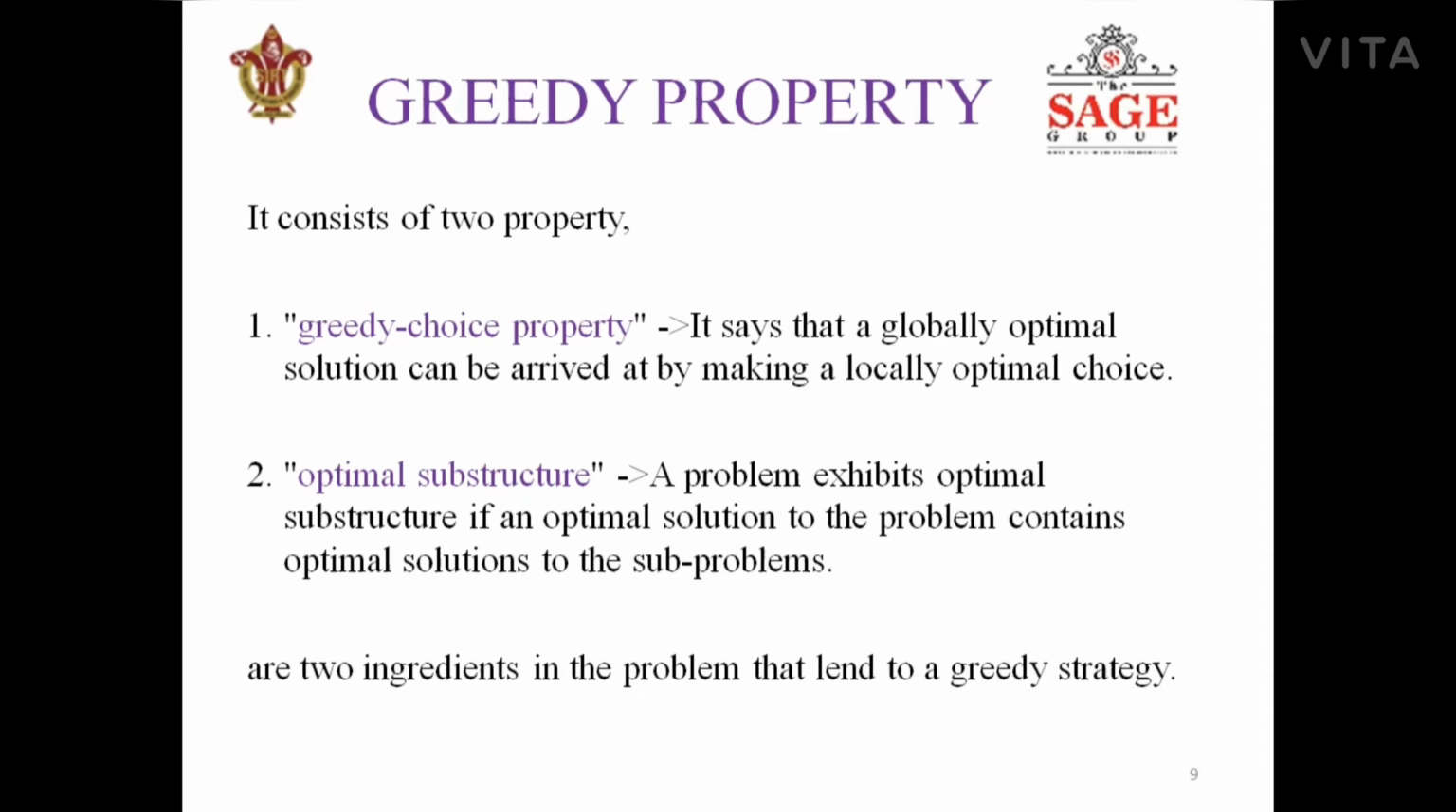First one is greedy choice property, and second one is optimal substructure. Greedy choice property, as its name suggests, says that a globally optimal solution can be arrived at by making a locally optimal choice. Okay, means if we are given a big problem, then we will divide it into different stages, and step by step we will find the solution of the given problem.